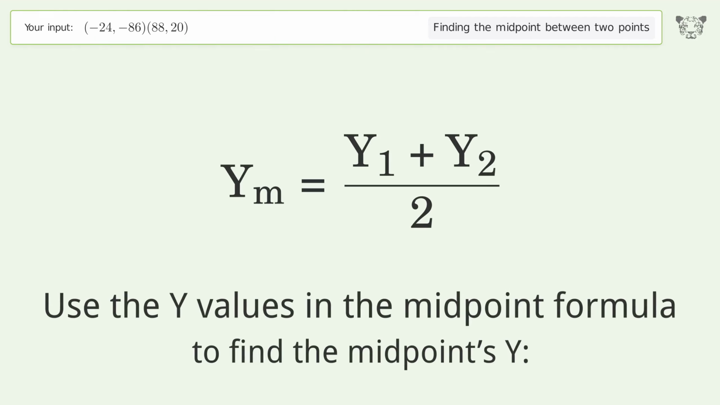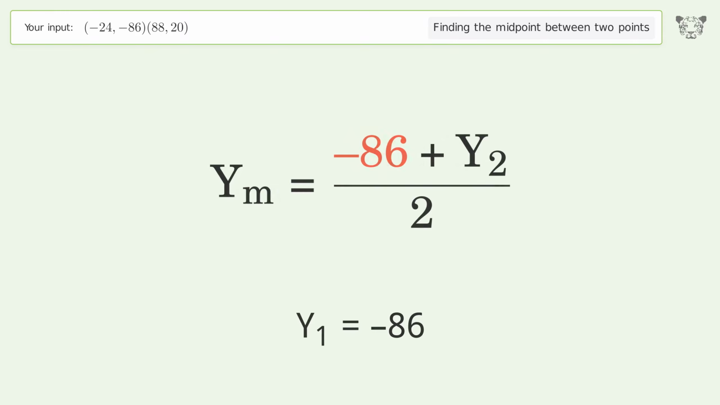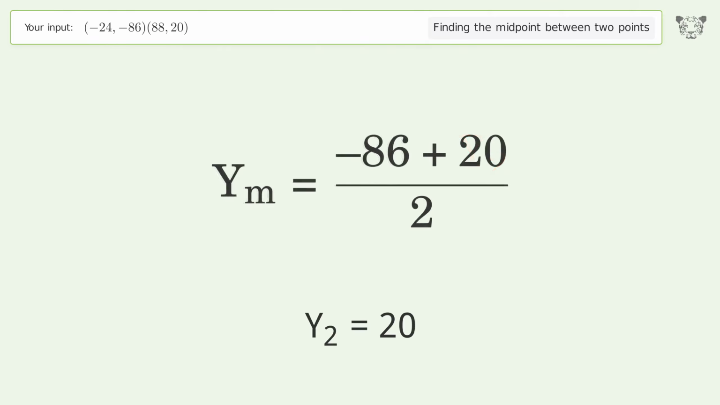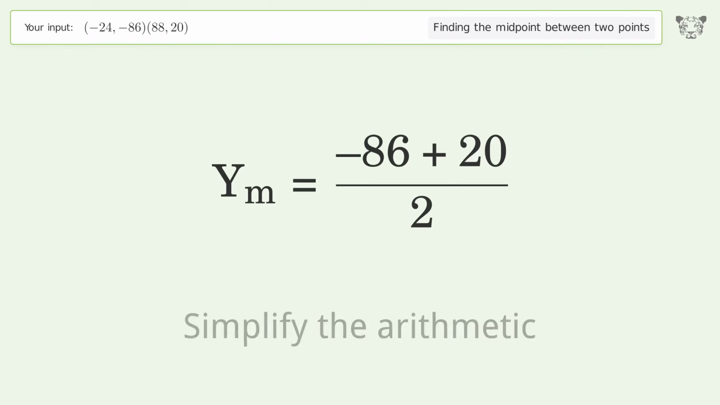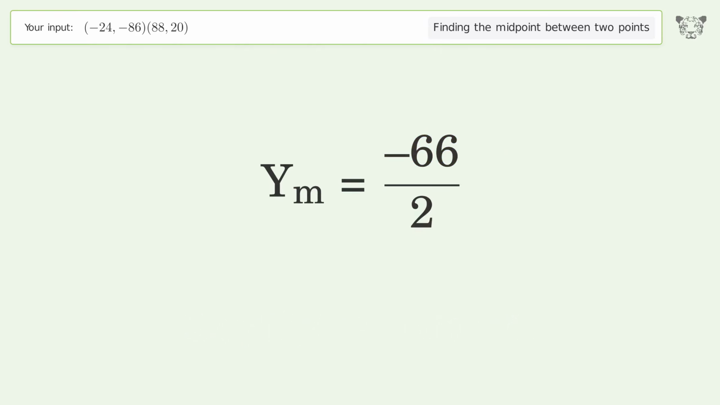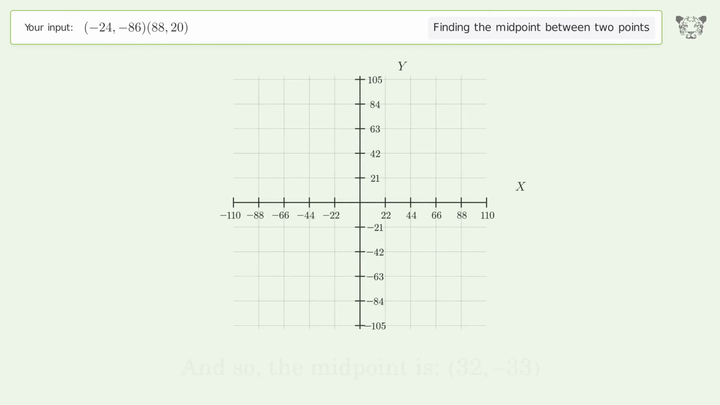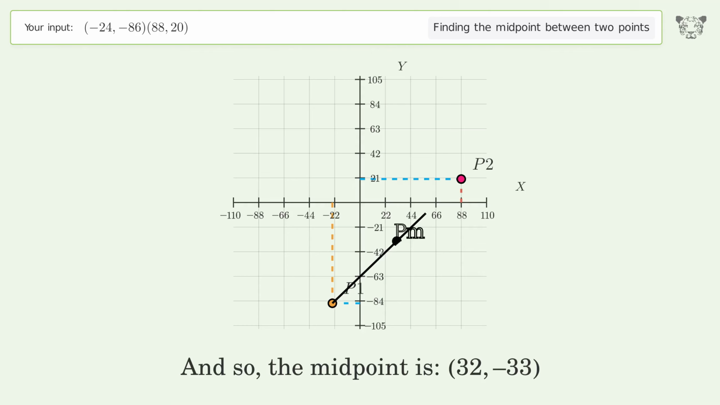Use the y values in the midpoint formula to find the midpoint's y. y1 equals negative 86. y2 equals 20. Simplify the arithmetic. And so, the midpoint is 32, negative 33.